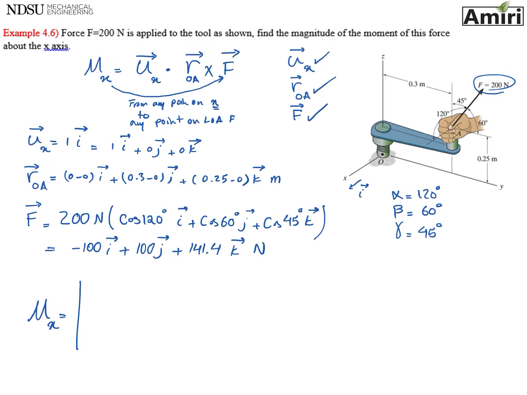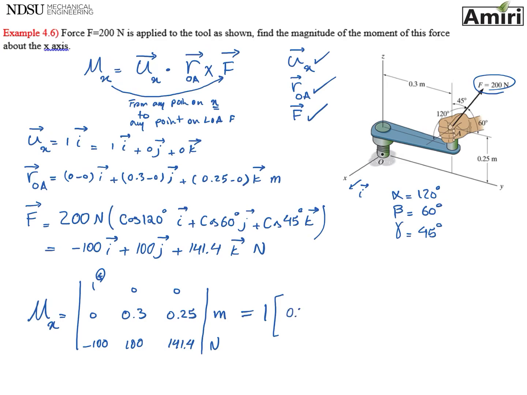Unit vector of x that goes into the first row is going to be 1, 0, 0. Second row, what is it? It's the position vector. So it's going to be 0, 0.3, 0.25 with the units. And the last row is my force, minus 100, plus 100, plus 141.4 newtons. If I want to find this determinant, I bring that 1 here, get rid of the row and column. So all I have left is 0.3, 0.25, 100, 141.4.